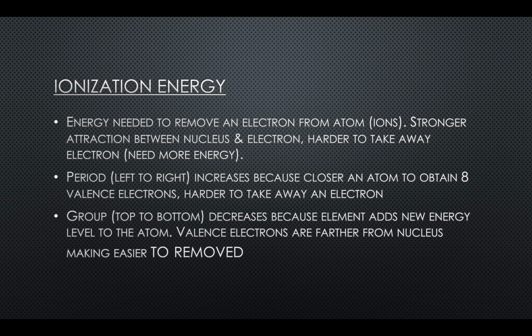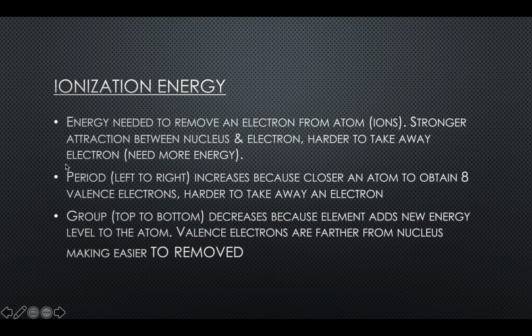Next, we have the ionization energy. It's the energy needed to remove an electron from an atom, and the stronger the attraction between the nucleus and electrons, the harder it is to take away the electrons because we need more energy. If we look at the word ionization, the word ion basically means positive and negative charges. That's how we can memorize what ionization energy is, because atoms can lose or gain electrons, hence the word ion. That's where we get the cation, the positive charge, and the anion, the negative charge.